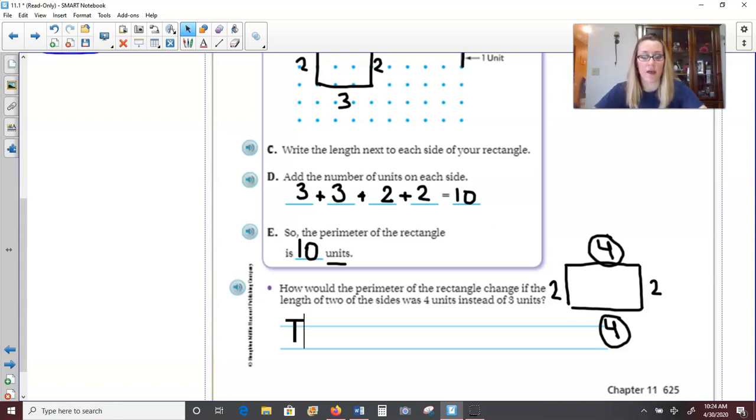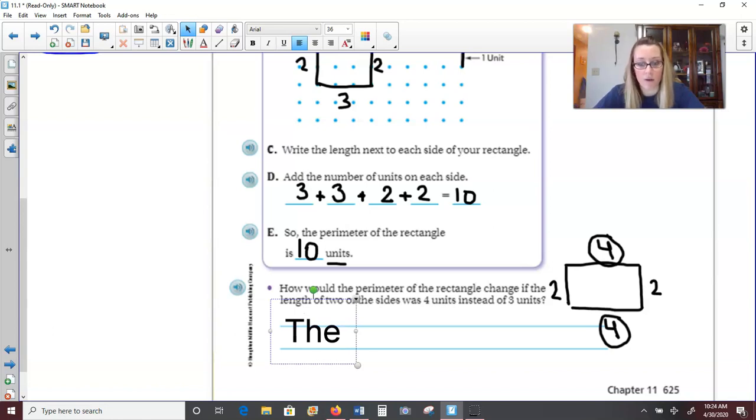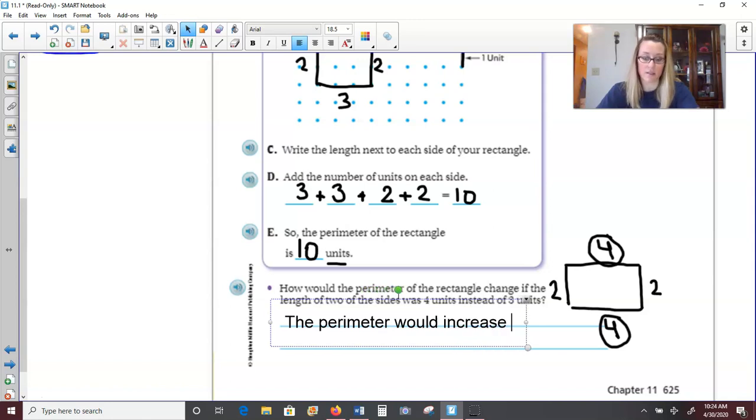Okay, so we could type that or write that down at the bottom here. Make it a little bit smaller. Okay, so the perimeter would increase by 2 units. And then to show that, it would be 4 plus 4 plus 2 plus 2. And when we add that together, 4 plus 4 is 8, plus 2 more is 10, plus 2 more is 12. Okay?